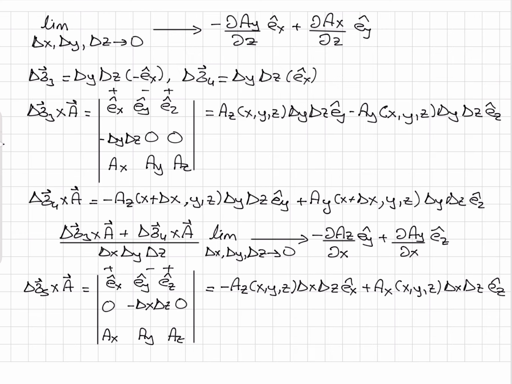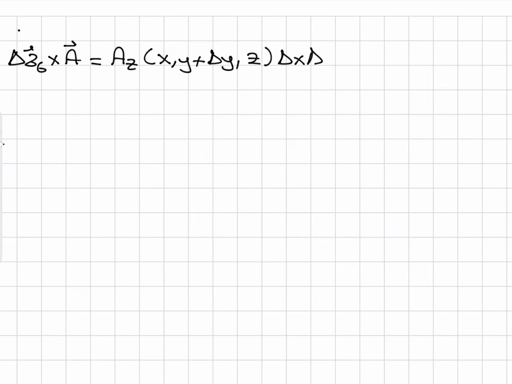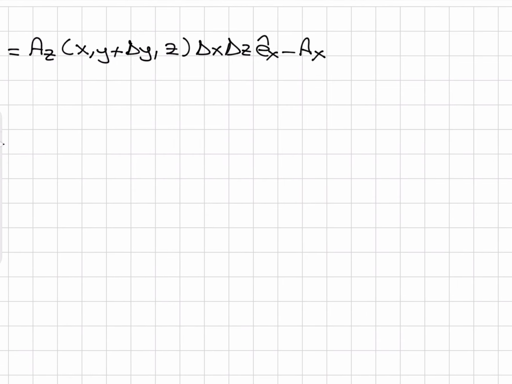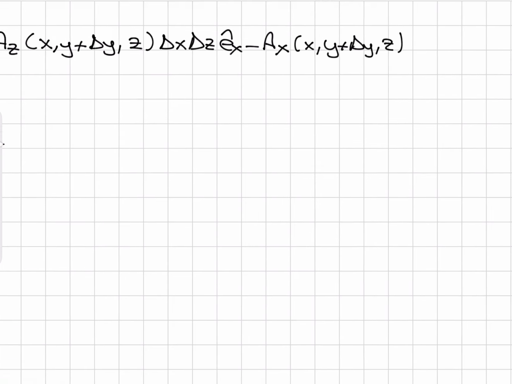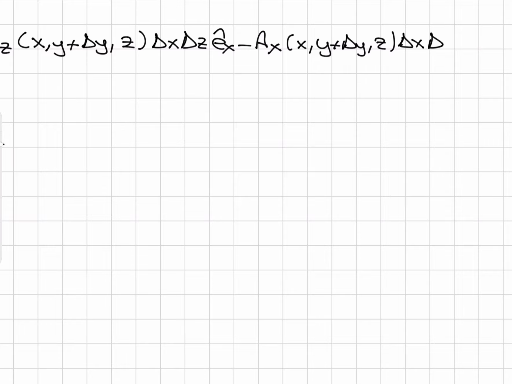And as for the last surface, delta sigma 6 cross with A, we're just going to switch the sign and make it at y plus delta y instead of at y. Delta x delta z ex hat. And now we have minus Ax at x, y plus delta y, z, delta x delta z ez hat.